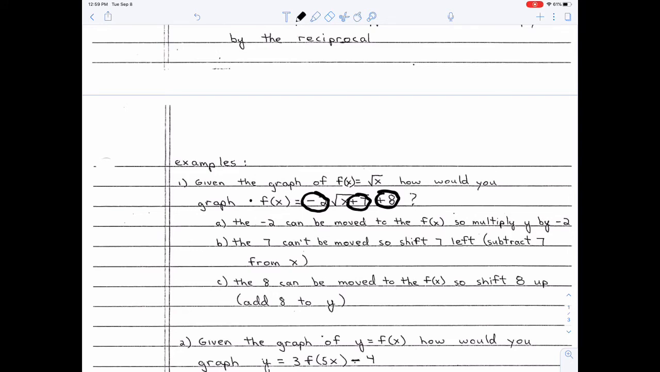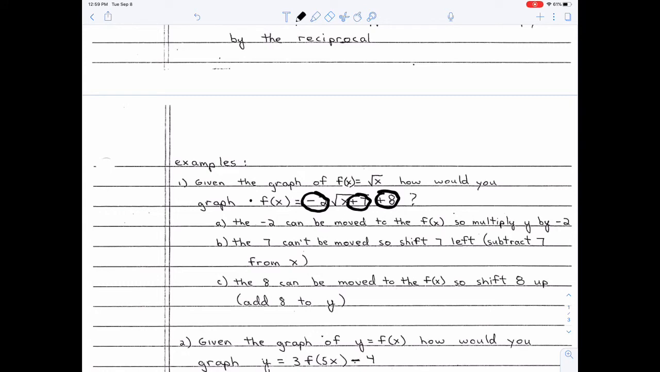Okay, let's take a look at the 8. Could I move the 8 over with the y? Yes, I could. Therefore, it's with the y. It's on the opposite side of the equation, so I do exactly what it appears to say. So I'm going to add 8 to y. So I'm going to shift it up 8. As long as you do the multiplication, the -2, first, it doesn't matter after that. Myself, when it comes to the shifts, I do the shifts at the same time. I usually find it easier to do the horizontal one first, but that's just a judgment call.